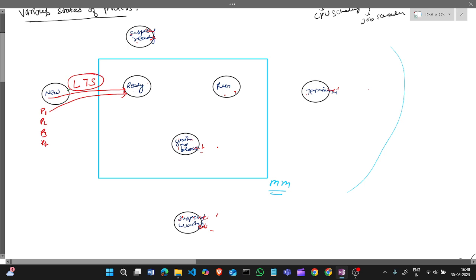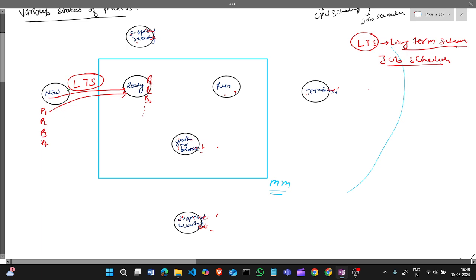So indirectly it is creating the processes. Now there are several processes in the ready state like P1, P2, P3, etc. LTS is doing this. LTS is the long term scheduler, and it is also called the job scheduler. So LTS is called the job scheduler or long term scheduler. It is bringing the processes from the new state to the ready state.